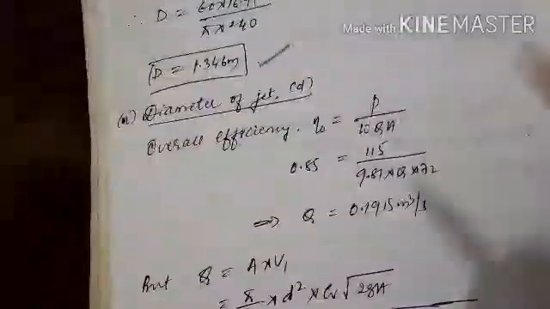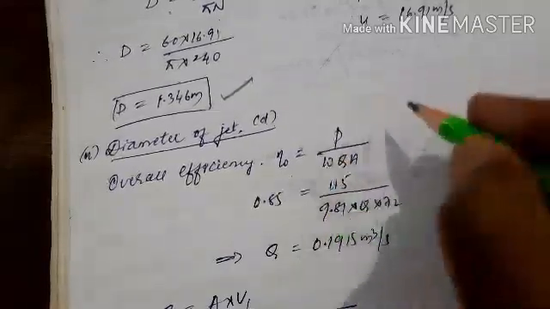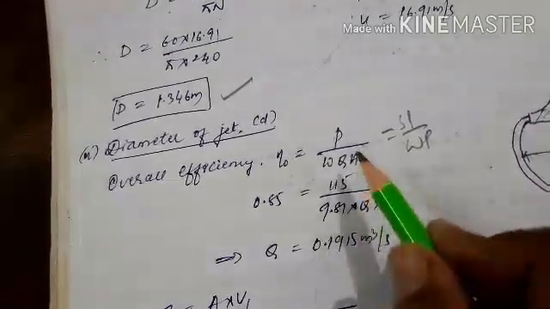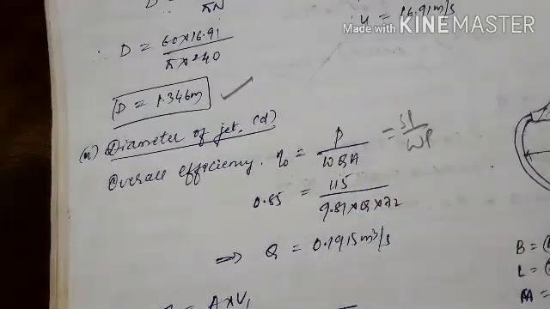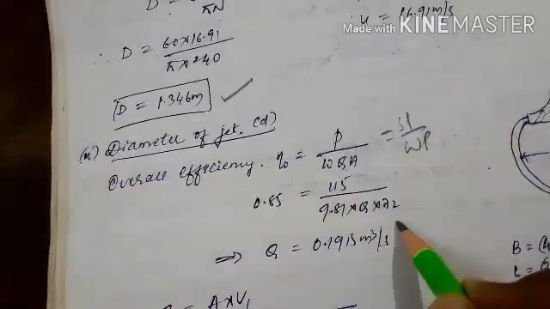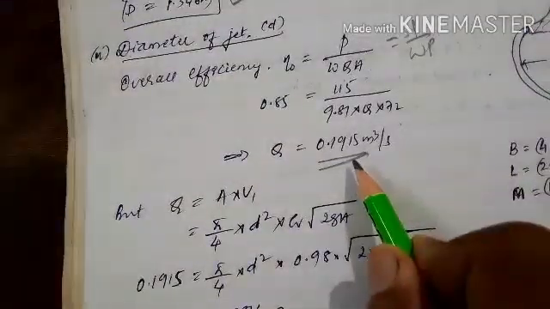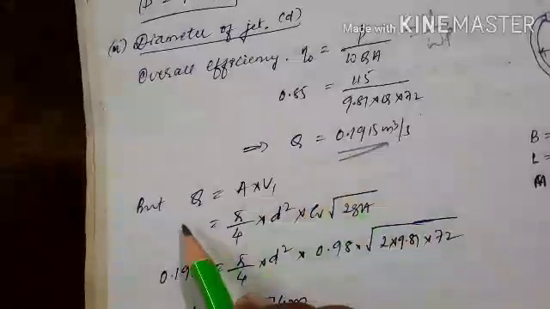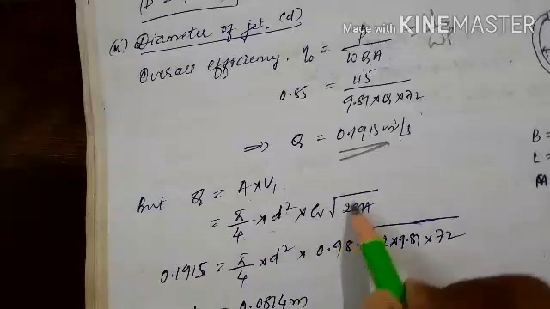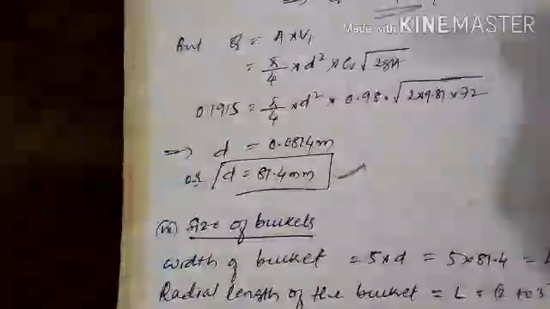Then calculate the diameter of the jet, because we know the overall efficiency formula, shaft power by water power. So this is nothing but shaft power divided by water power. Shaft power is given as 115 kilowatts. Substitute the value of W here, and Q is unknown, H is known. Then calculate Q, this much is the discharge coming, and then we know Q equals A into V1. Substitute A as pi by 4 d square, and V1 as CV root of 2gH. Then from this we get the diameter of the jet.